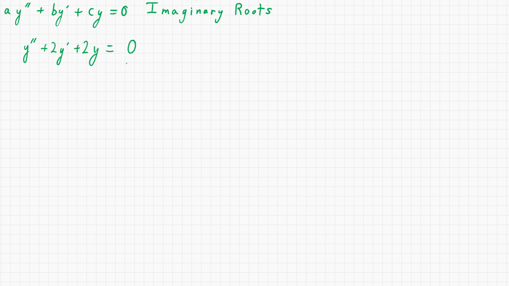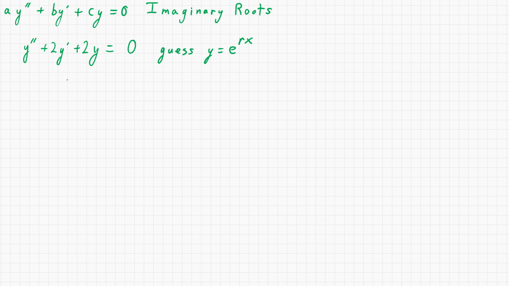This is the third and final case for the characteristic polynomial. Before we had distinct real roots, we had a repeated real root, and the final case is imaginary roots. So it's easiest to explain this with an example. Let's go ahead and use our guess of y equals e to the rx and see what happens.